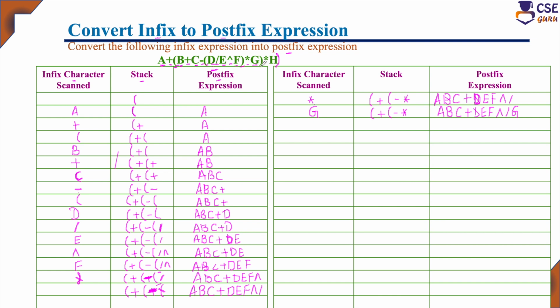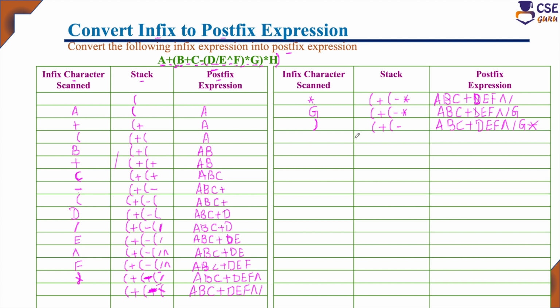Okay. And next it is a closed parenthesis. So whenever you are encountering a closed parenthesis, until you encounter the first open parenthesis, pop the top element of the stack and place it in the postfix expression. So first you have to pop the multiplication operator and place it in the postfix expression. So here the postfix expression will be A, B, C plus D, E, F exponent division G and then the multiplication operator you have to place it in the postfix expression. And the stack content will be open parenthesis plus open parenthesis minus.